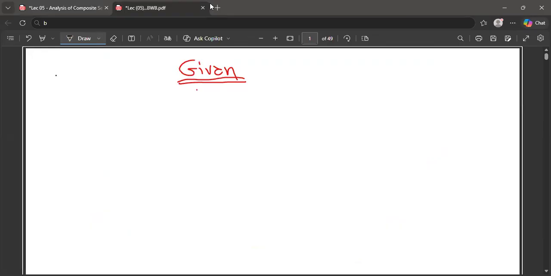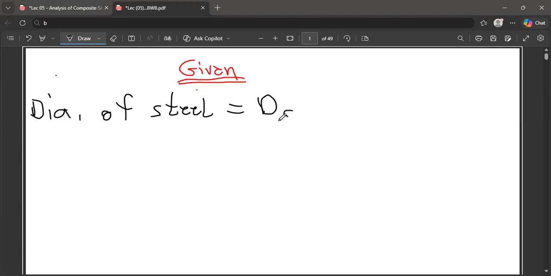All right. Our question says that a compound bar consists of a circular rod of steel, 25 mm diameter. So let's say the diameter of steel, the diameter of our steel, we can denote it as just ds, is equal to 25 millimeters, exactly.